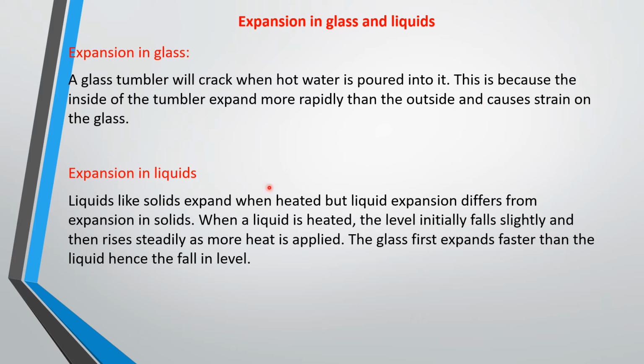Then expansion in liquids. Liquids like solids expand when heated, but liquid expansion differs from expansion in solids. When a liquid is heated, the level of the liquid will initially fall slightly and then rise steadily as more heat is applied. Why do you have this experience? The reason is that the glass, that is the container, will first of all expand before the liquid will start to expand. So the glass first expands faster than the liquid, hence the fall in level.